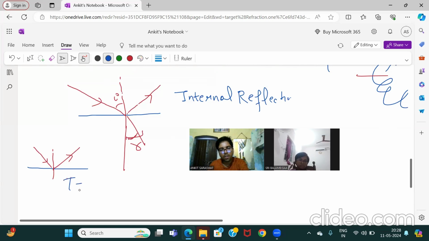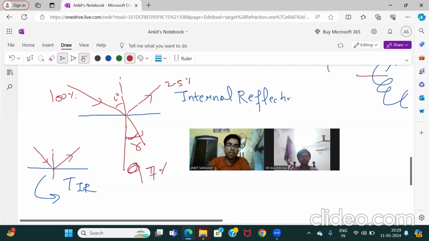Total internal reflection. Clear? Yes, sir. Some portion will go for refraction, some portion is going to reflect. That is known as internal reflection. If 100% light is coming, then around 2 to 5% light is going to reflect, and around 95 to 97% light is going to refract. This is known as internal reflection. Any doubt? No doubt, sir.